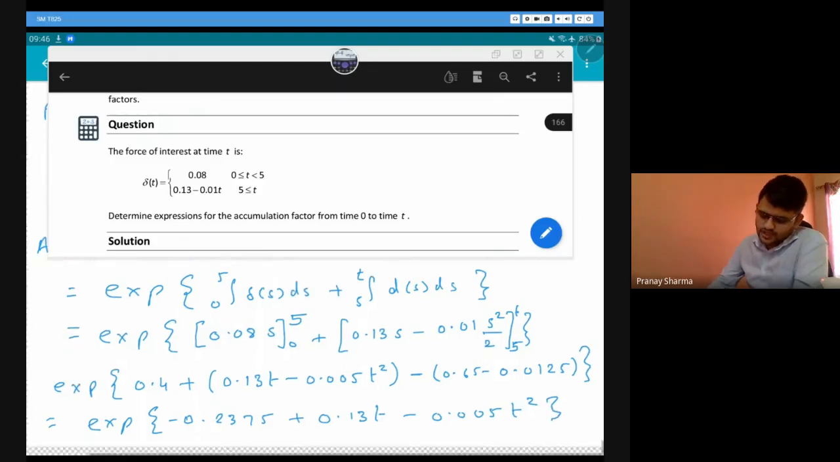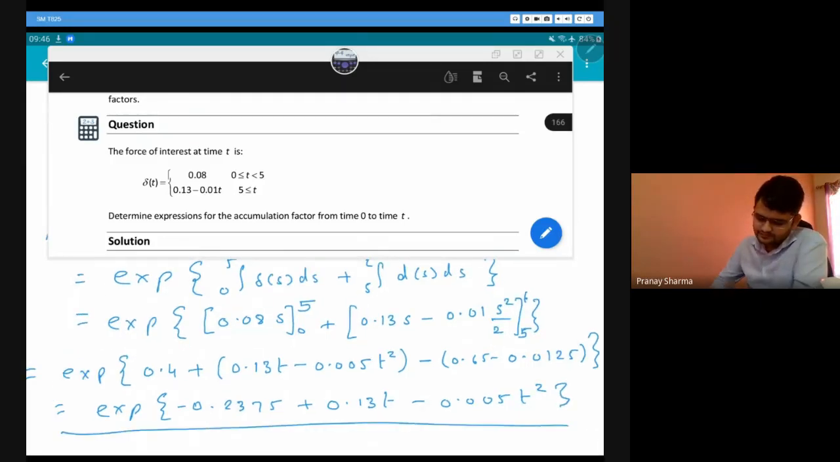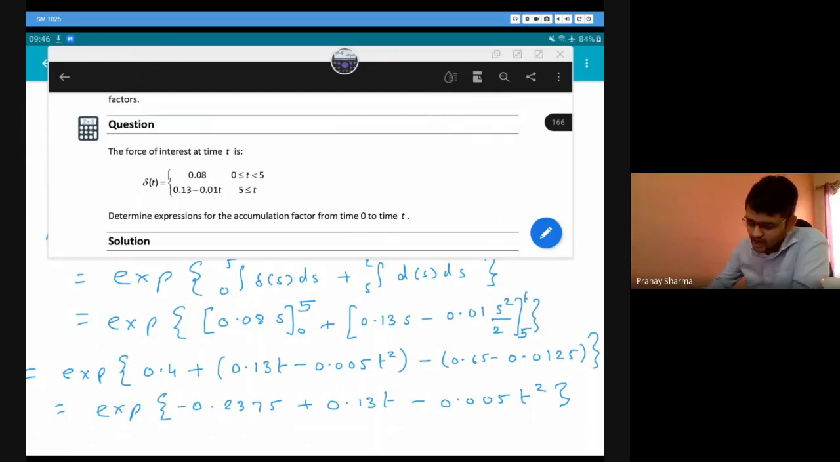So this becomes our accumulation factor. Now, whenever I want to find it for, let's say, 8 years that we took as an example here, all I have to do is put t is equals to 8. If I invested from time 0 to time 10, all I have to do is put t is equals to 10 here. If my investment is for 12 years, from time 0 to time 12, I have to put 12 here, and I will get my accumulation factor.